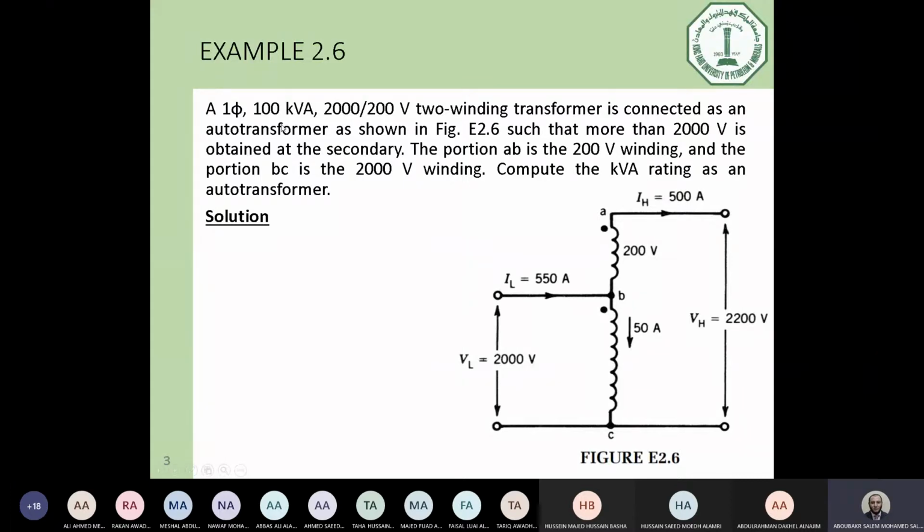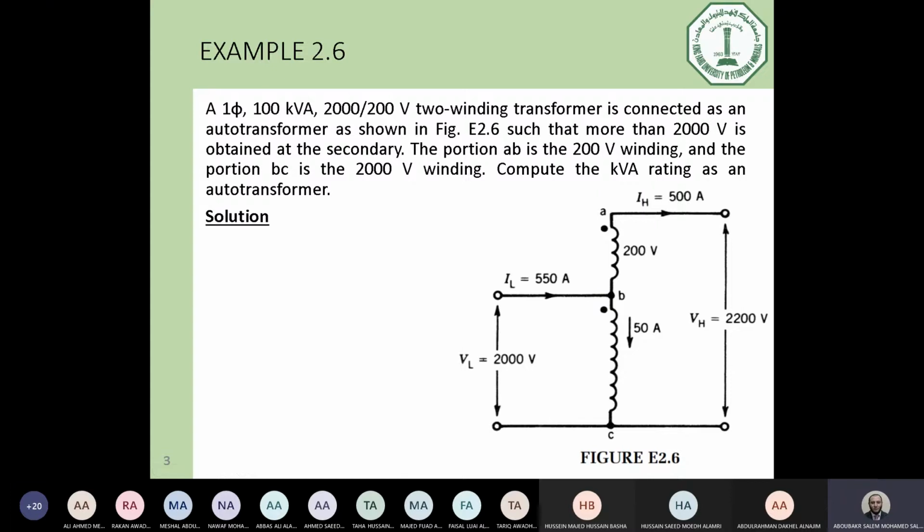Right. For now, shabab, single phase 100 kVA transformer. So it's a two winding transformer, a normal transformer, and the turns ratio is 2000/200. The rated apparent power is 100 kVA. Now, if we would like to reconnect the two winding transformer as an auto transformer, as shown here in this figure, we have the 2000 volt winding and the 200 volt winding.